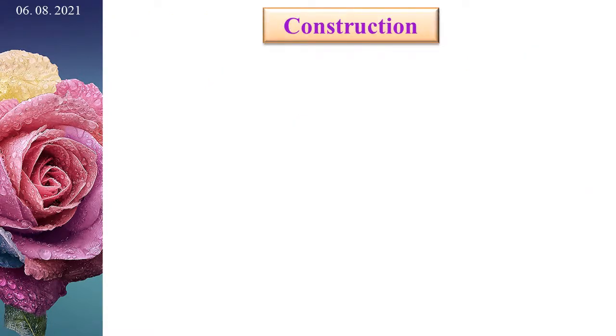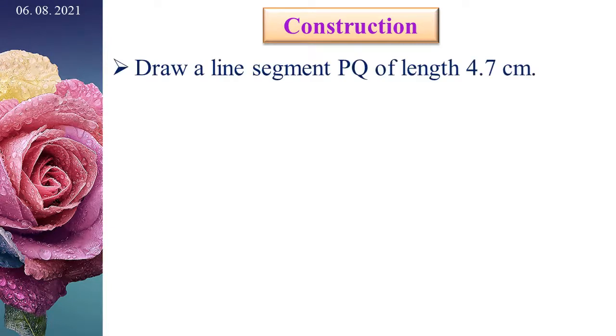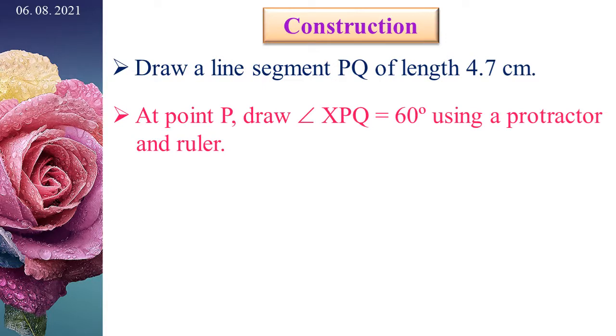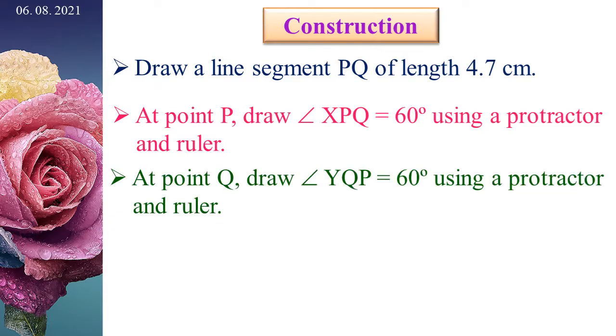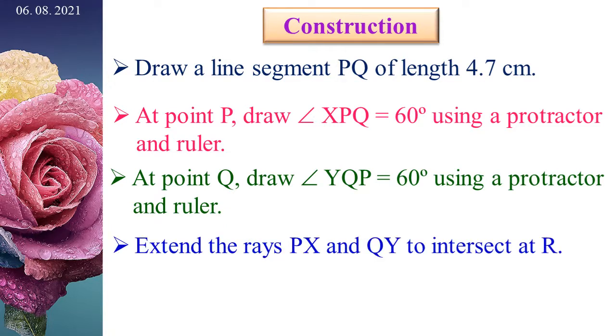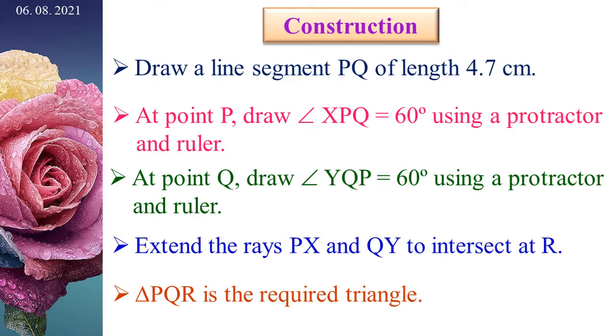Let us write the construction of the above diagram. Draw a line segment PQ of length 4.7 centimeter. At point P, draw angle XPQ equal to 60 degrees using a protractor and ruler. At point Q, draw angle YQP equal to 60 degrees using a protractor and ruler. Extend the rays PX and QY to intersect at R. Triangle PQR is the required triangle.